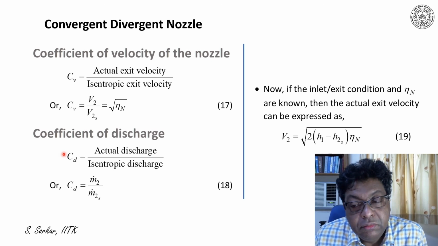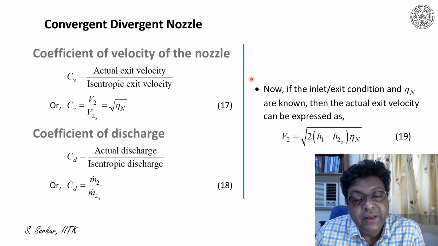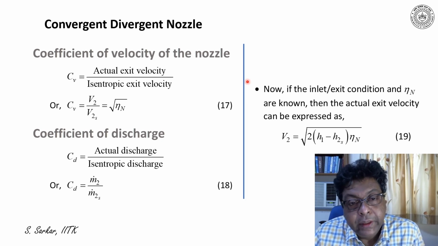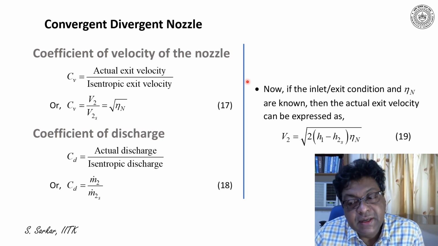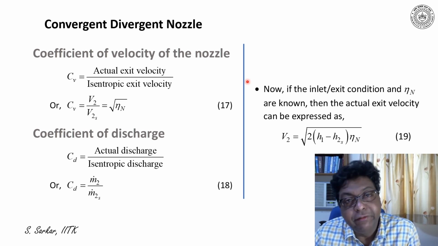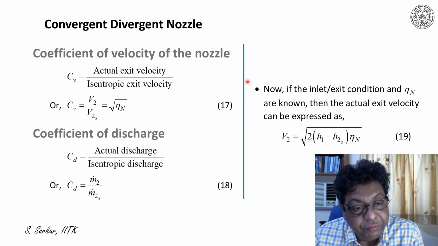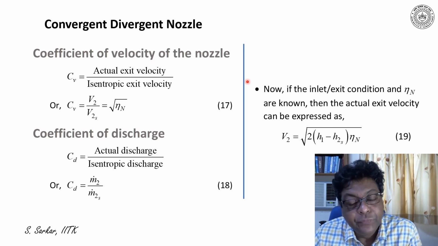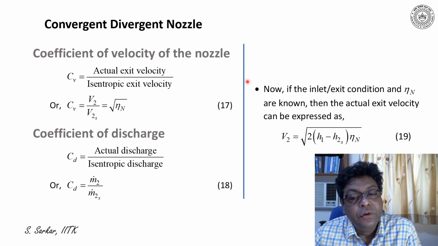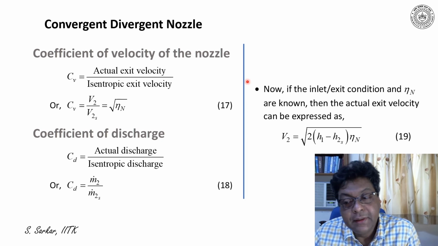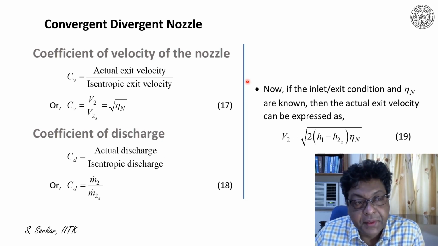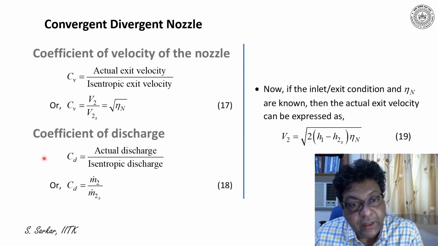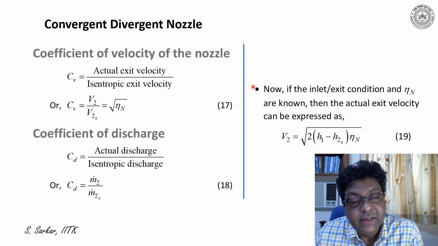Now, if we can assess eta n, that is nozzle efficiency, and if we know the isentropic conditions, then the actual exit velocity of the nozzle can be given by V2 equal to root over twice (H1 minus H2s) into eta n, which can be expressed by equation 19. Thus, here I have defined CV, CD, and V2 in terms of eta n.